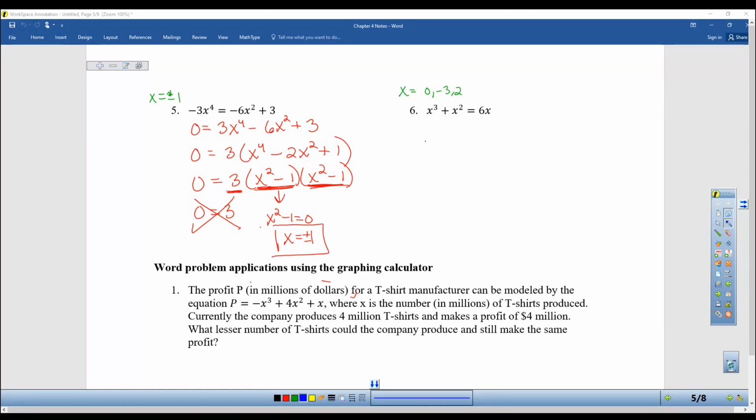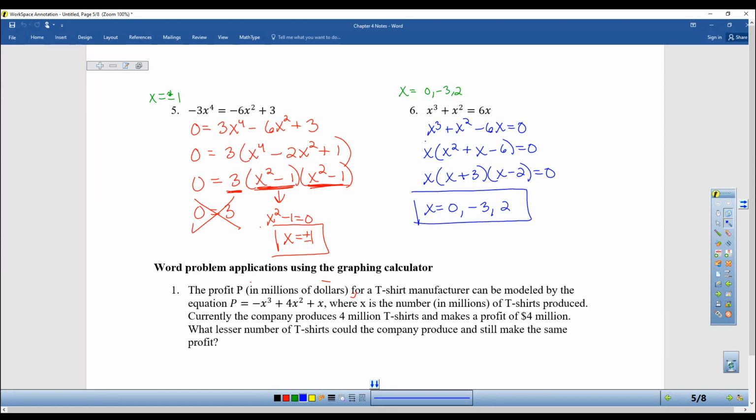Okay, number 6. So of course, I see an x cubed in my problem. The first thing that I'm going to do is set it equal to 0 and factor. The first kind of factoring you always do is factoring out. And then if you still have a square or a cubic, you can try and factor further. This one is (x + 3)(x - 2). And my 3 answers are 0, -3, and 2.